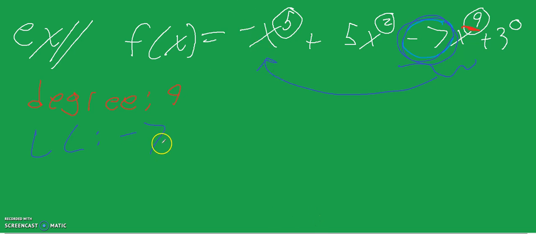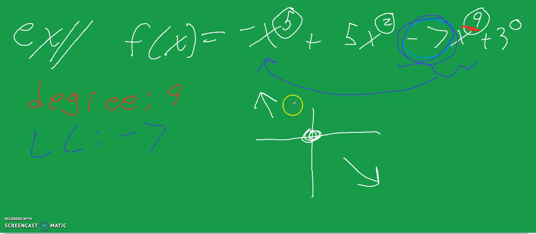And now I see the leading coefficient is negative, and so that means the end behavior is going to look something like this, with a bunch of jumble going on on the inside. I don't know what's going on in the middle. All I care about for this video and this tutorial is the end behavior.